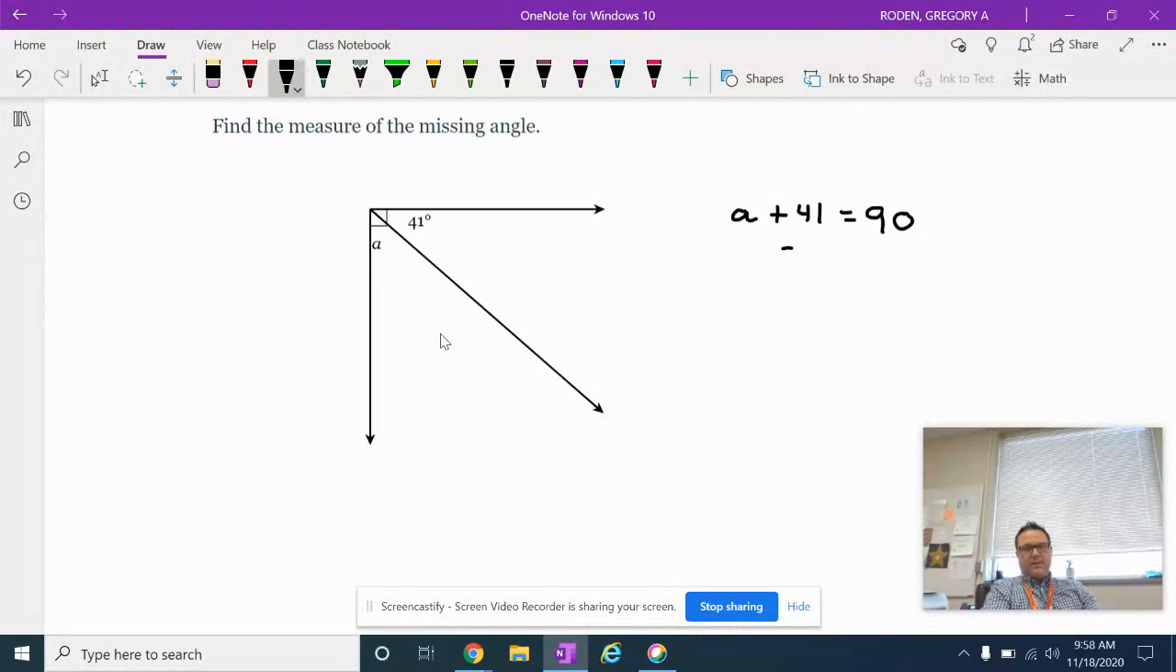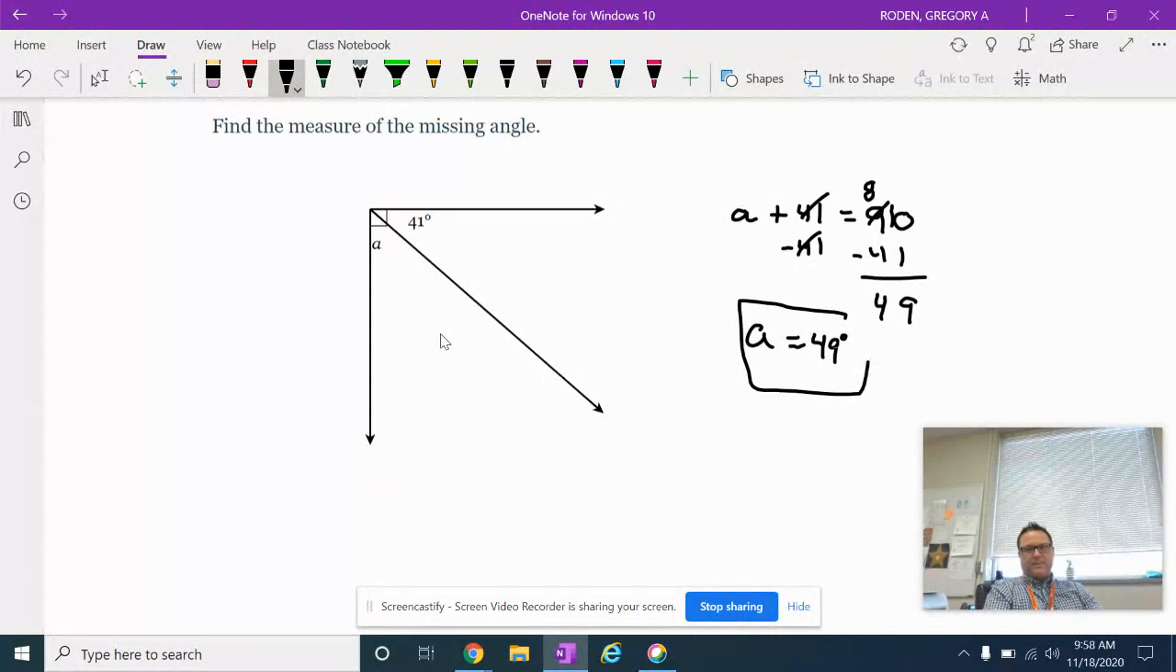And then simply just subtract 41 from both sides. Okay? All right, so here's the hardest part, doing a little subtraction here. Well, you can't take 1 from 0, so we'll make this an 8. Then we'll say this is a 10. 10 minus 1 is 9. 8 minus 4 is 4. So we get A equals 49 degrees. And we're done.